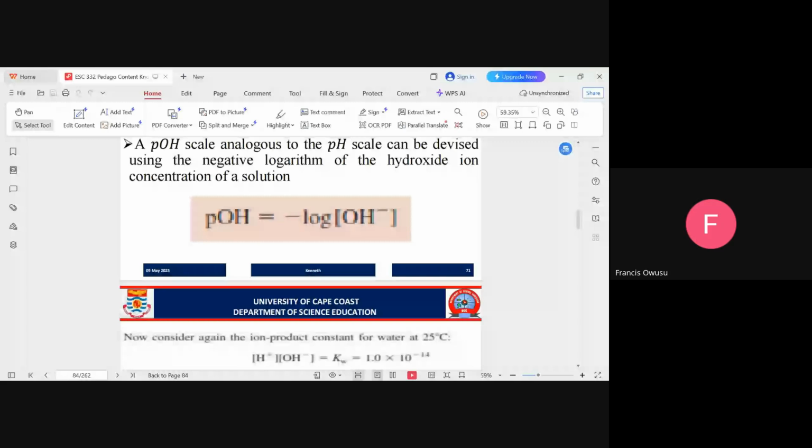Okay. So Kw equals 1.0 times 10 to the power negative 14, which is equal to the concentration of hydrogen ion times the concentration of hydroxide, and this is equal to 1.0 times 10 to the power negative 14.